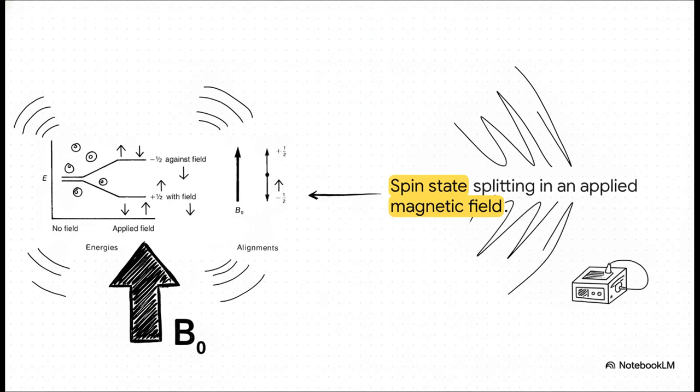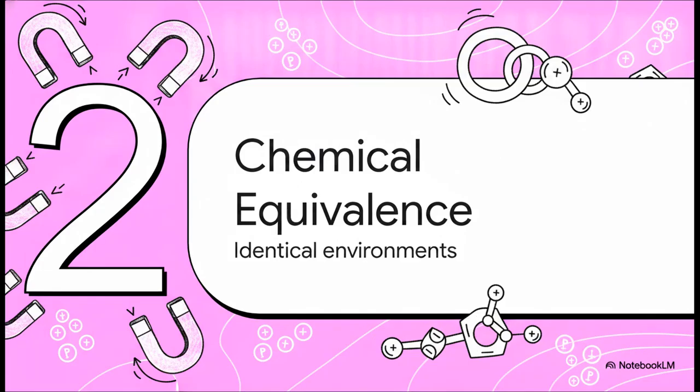Now, before we turn on that magnet, those spin states are degenerate. Basically, they sit at the exact same energy level. But the second we hit the switch and apply that external field, boom, those states split. The aligned state drops down to a lower, happier energy level, and the opposed state gets bumped up to a higher one. And that energy gap right there, that's exactly what we're measuring in the NMR spectrometer when those nuclei absorb radio frequency energy.